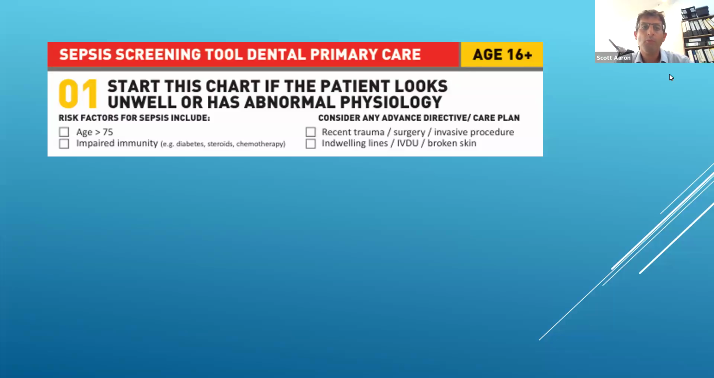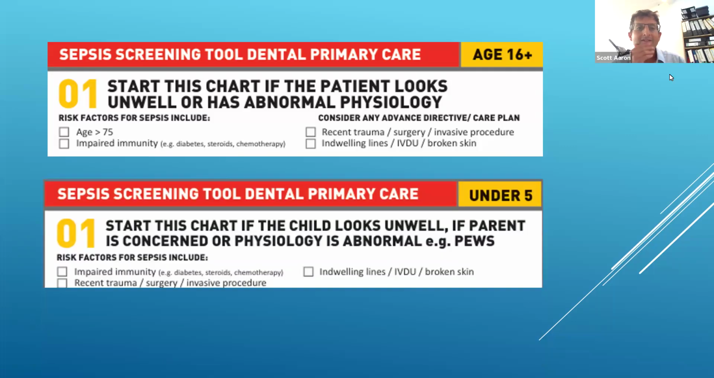Start this chart if the patient looks unwell. So what are the risk factors? An elderly patient, a patient with impaired immunity, someone who's recently had an operation, that's many of our patients, an invasive procedure, an indwelling line, or an IVDU, intravenous drug user. I mean, that's there for children as well. So I don't know how many under 5s are IVDU, but whatever. But fundamentally, someone who's very ill, but think of it more if they're very old, if they've got impaired immunity and they've had trauma or they've had recent surgery.